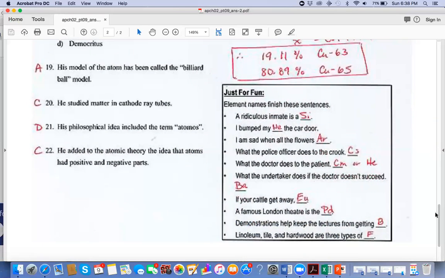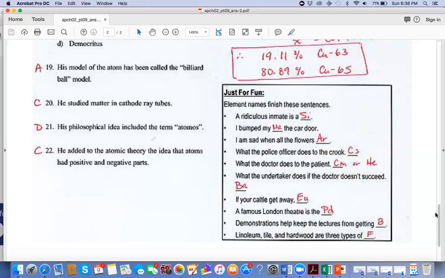Just for fun. Element names finish these sentences. A ridiculous inmate is an SI. I bumped my knee into the car door. I'm sad when the flowers are. When all the flowers AR. What a police officer does to the crooks?